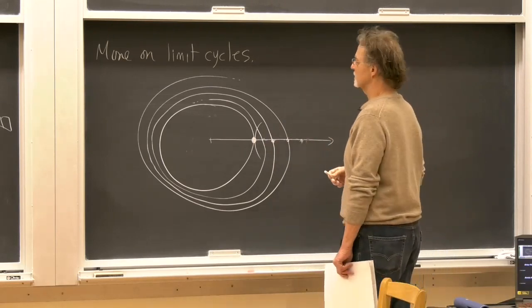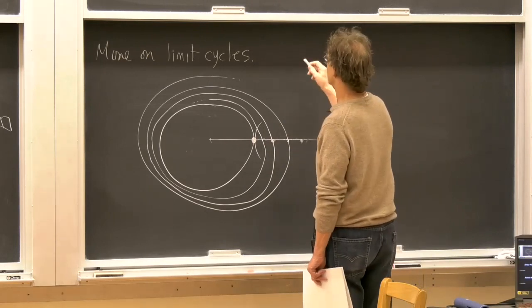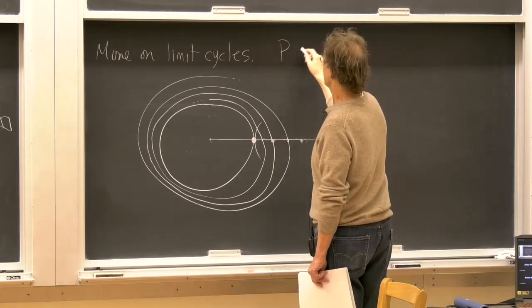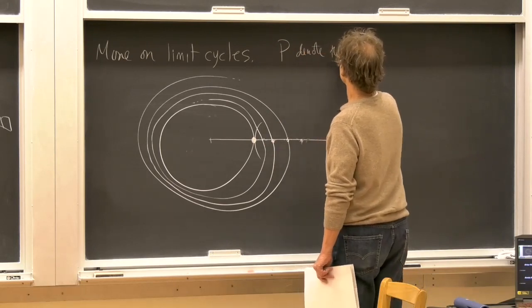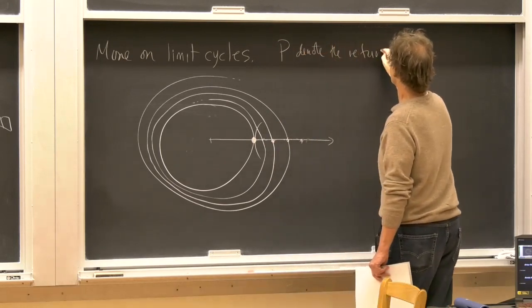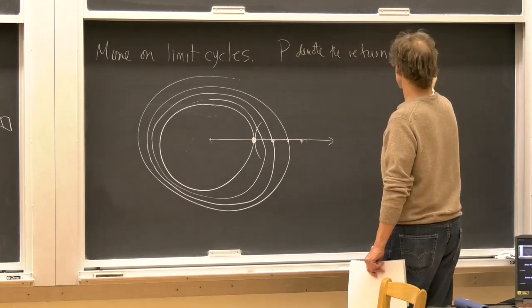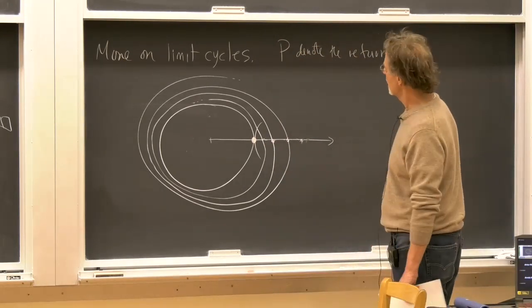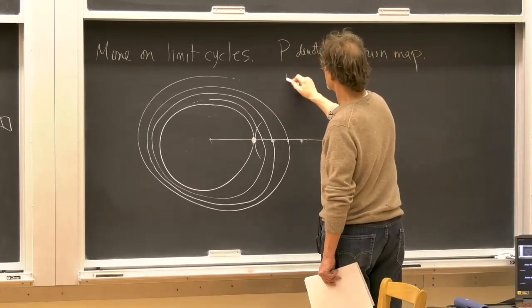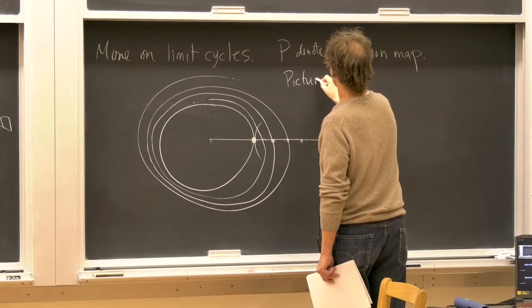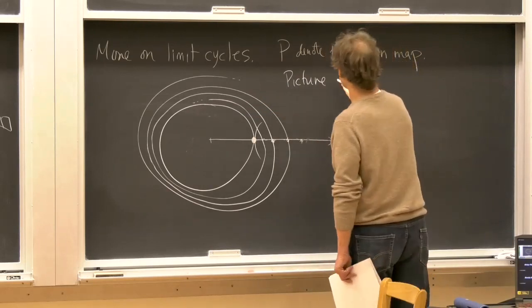And in order to be consistent with Perko, we'll let P denote the return map here. Now, suppose this picture is coming out of even just a C1 vector field.